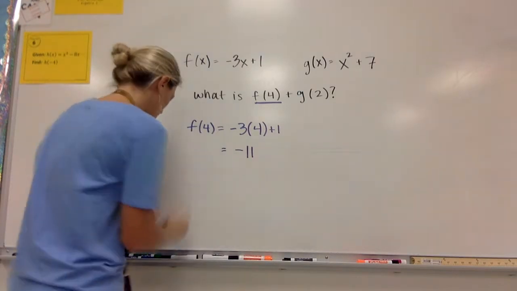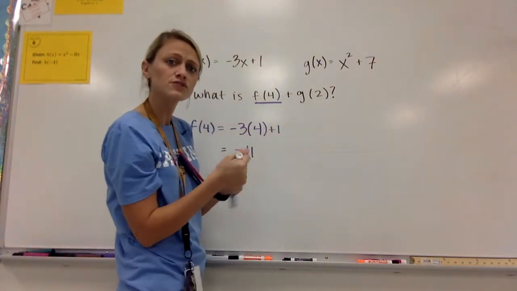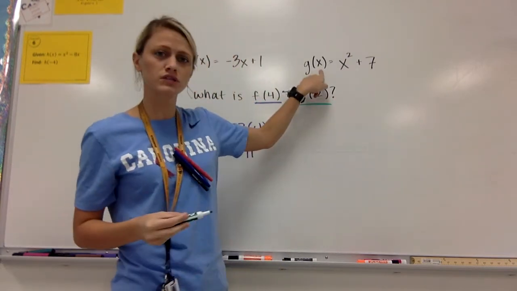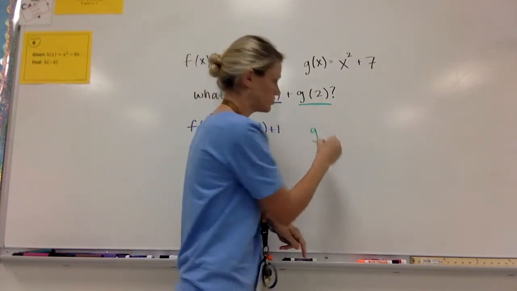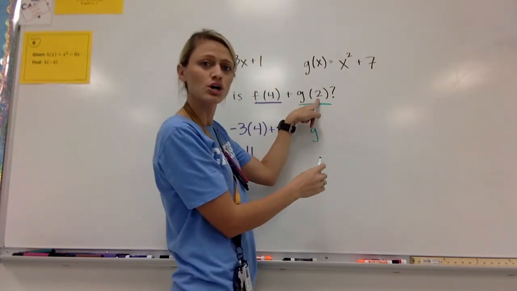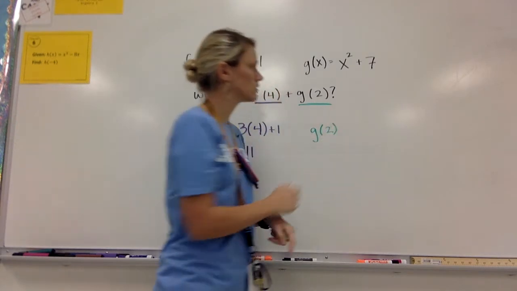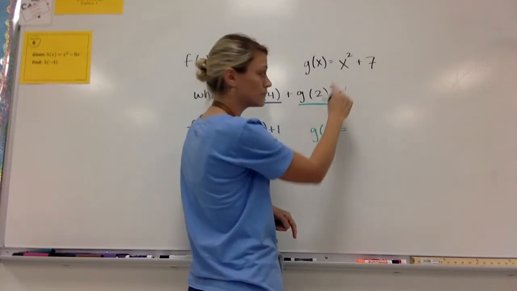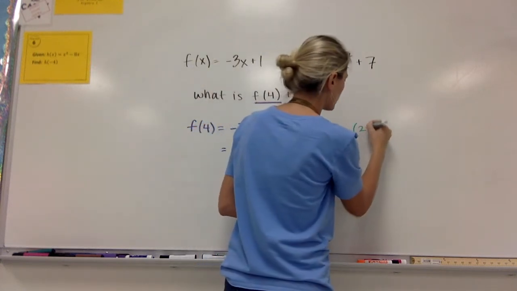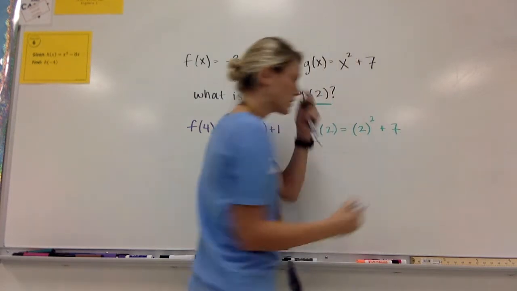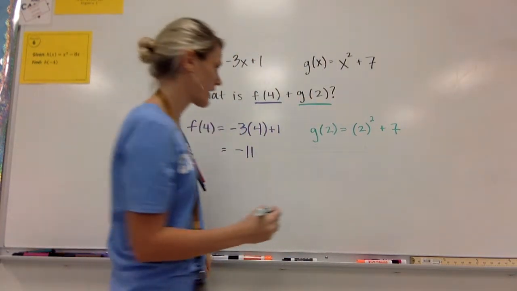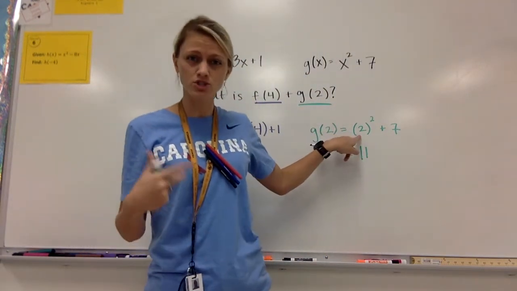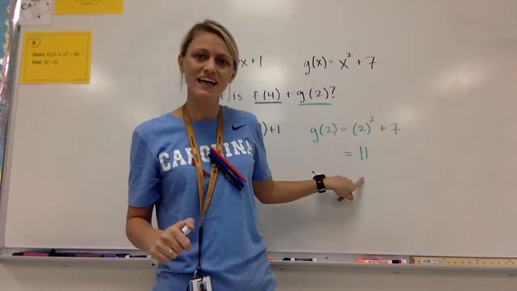Now we also are looking for g of 2. That tells us two things. First, we're using our g function. So using my g function with an input of 2, okay, equals my x value, or my input, again, is 2. So we have 2 squared plus 7, okay? That would give me 11. 2 squared, 2 times 2 is 4, plus 7 is 11, okay?